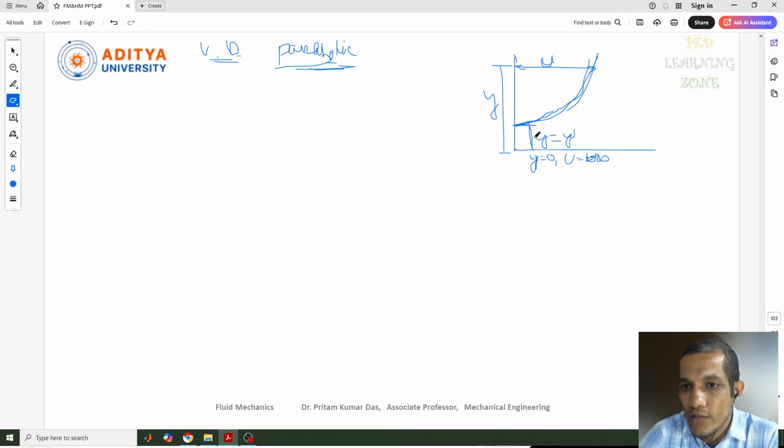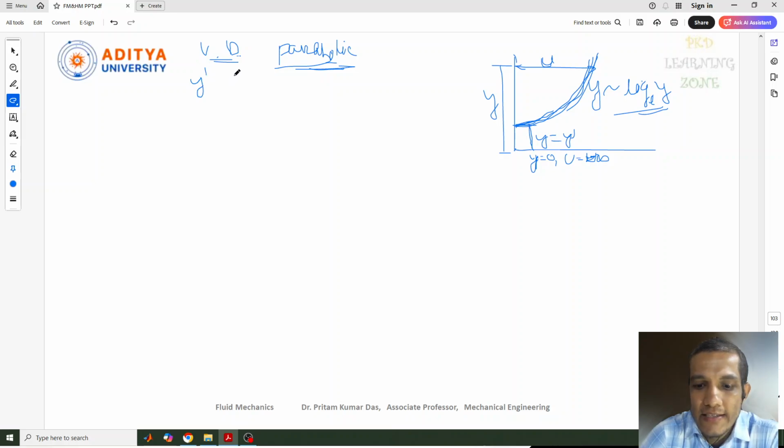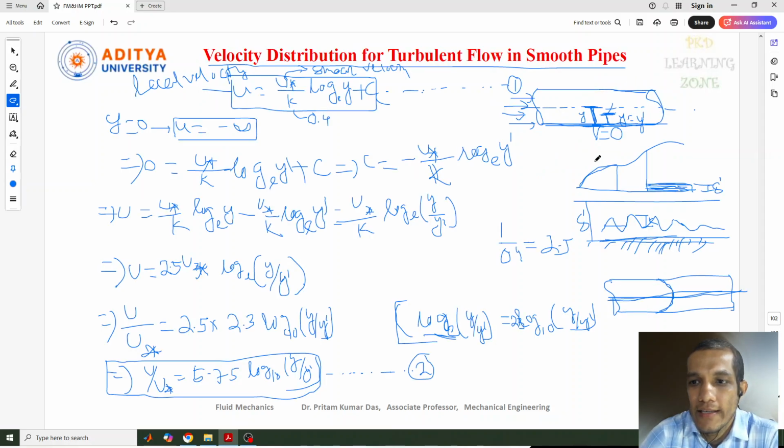So here this y is not directly linear; it is a curve. That means you can say y is a linear function of log y. Here, one more point: you can assume that y dash is proportional to delta. Y dash is proportional to delta. That means, see, where is y dash? Y dash is this one, correct?